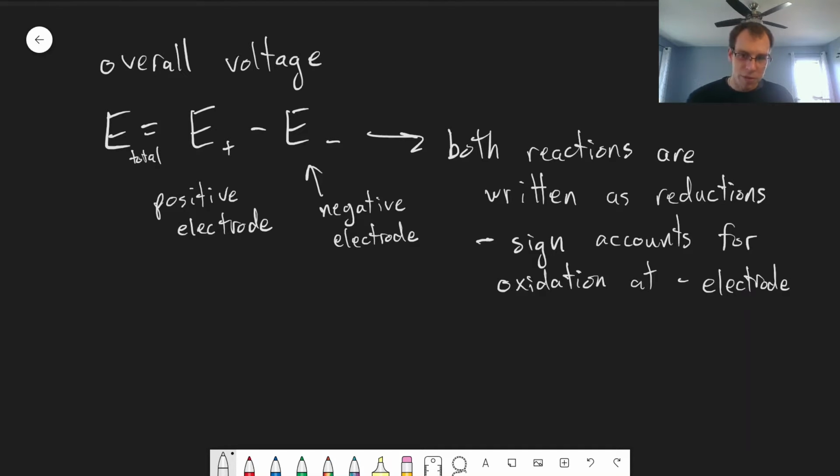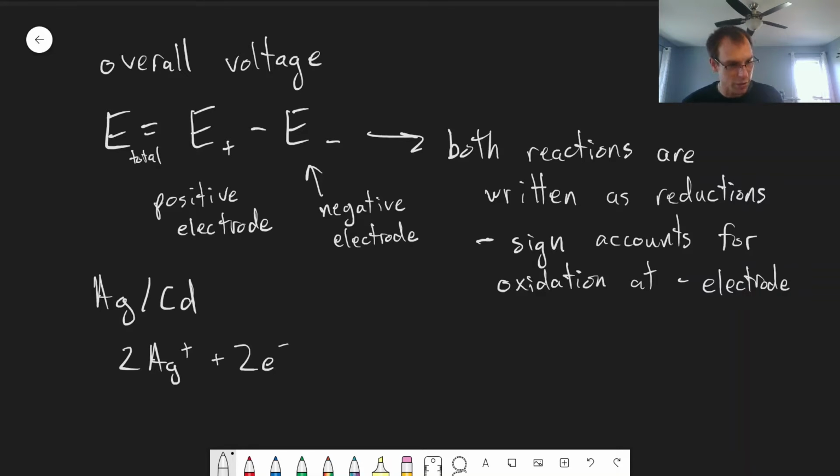And so how we go about doing this is there are multiple ways to do this. You can combine the positive and negative electrodes into sort of one big calculation. You can do them separately. We'll do them separately. But let's find the voltage of a silver cadmium cell like we have, where we have these two half reactions that are going to matter. 2 Ag+ plus 2 electrons going to 2 Ag solid. And this has a standard reduction potential of positive 0.799 volts.